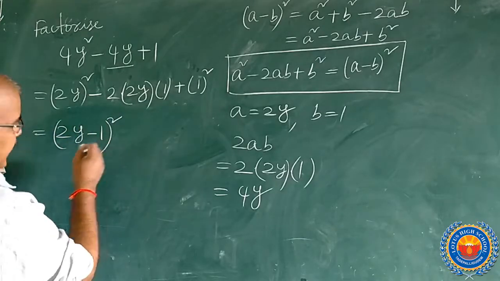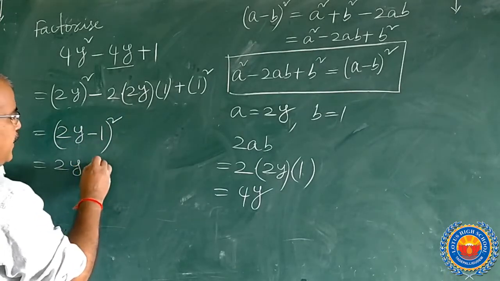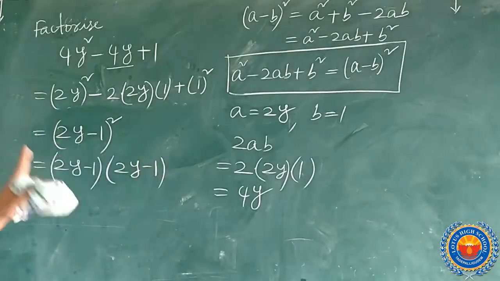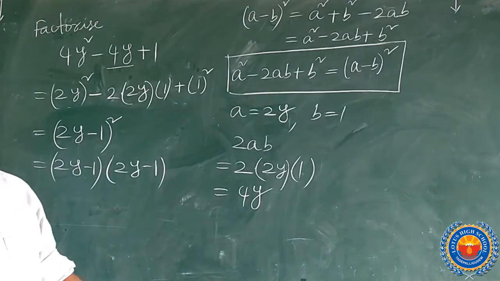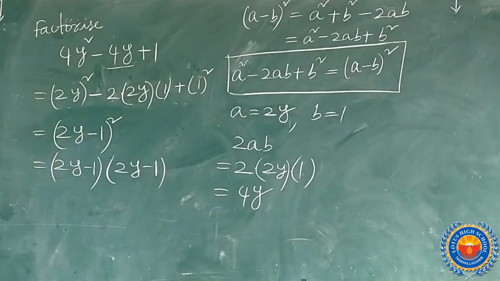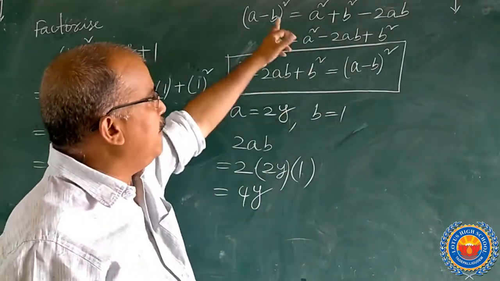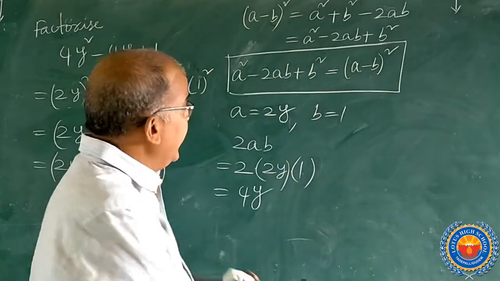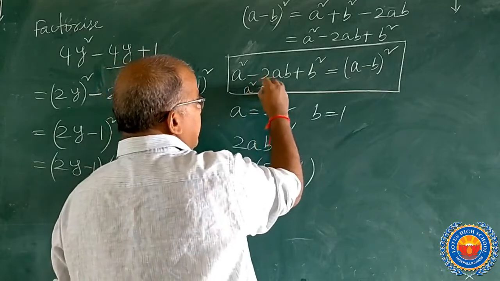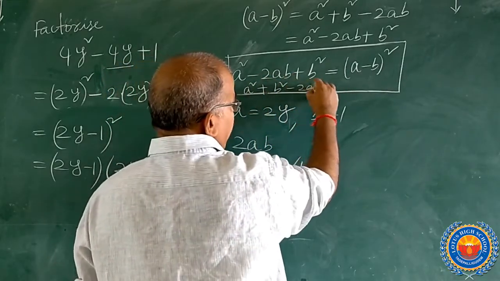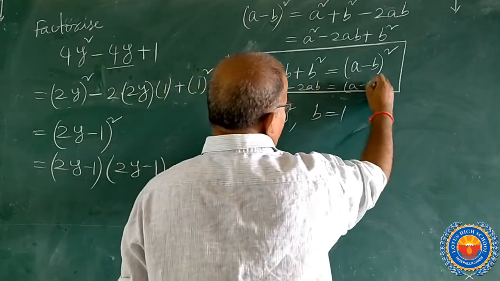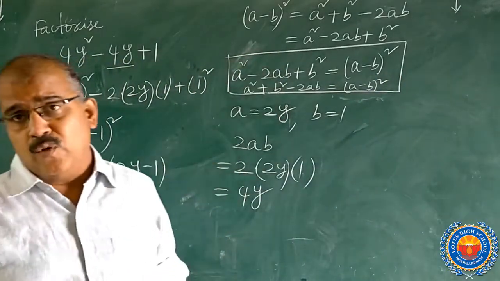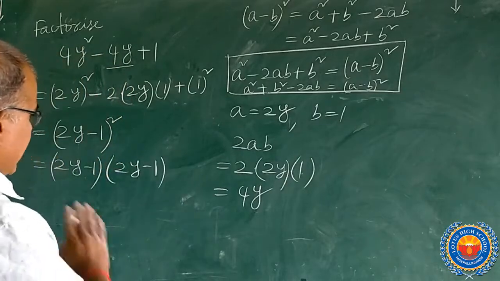A minus b is nothing but 2y minus 1 into 2y minus 1. This is the final answer for this second model. The second model is a square minus 2ab plus b square is equal to a minus b whole square, or a square plus b square minus 2ab, or b square plus a square minus 2ab, also a minus b whole square only. Carefully do. And this is the second model.